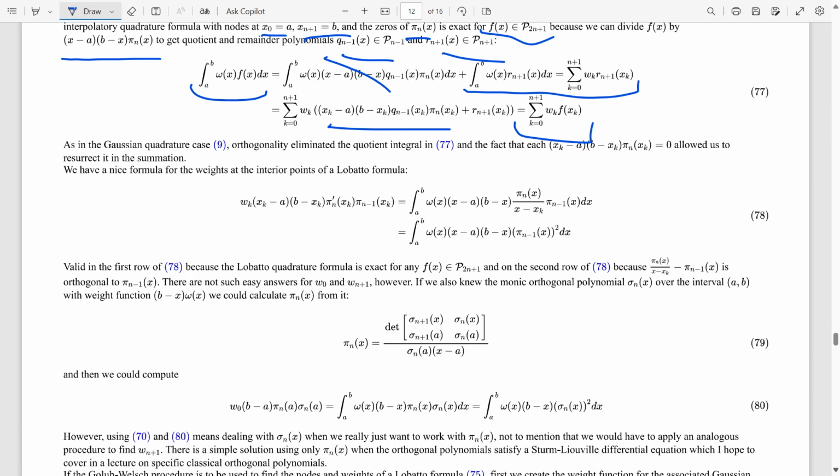We can find the weights of the interior nodes starting from this integral. We apply the Lobatto formula on the right, and on the left, because this much is orthogonal to pi n minus 1 of x, that middle integral just becomes this.